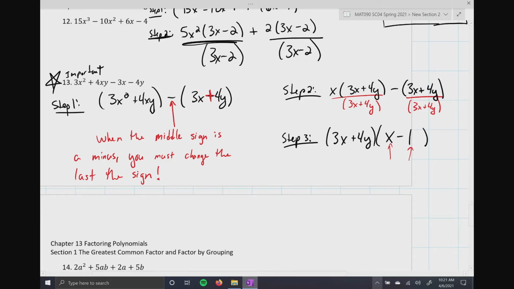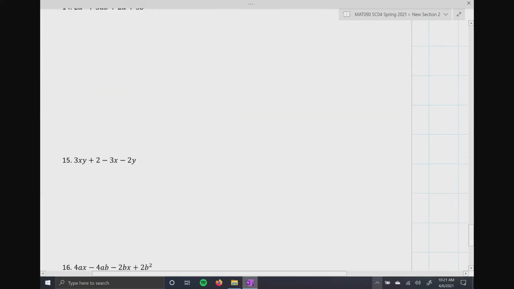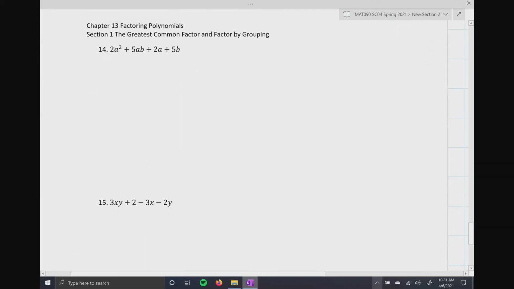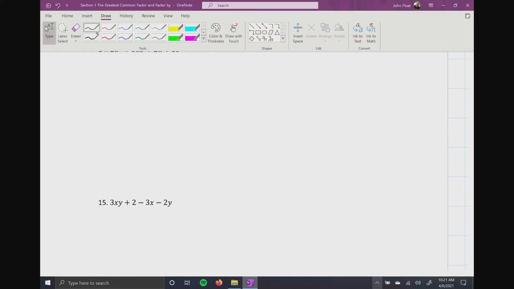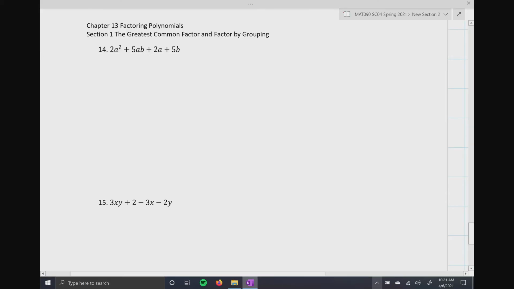All right, let's do the last couple. We got 3 more. So, let's look at 2a squared plus 5ab plus 2a plus 5b. How many terms do we have? Can somebody tell me? 4. So what should we be thinking, Samantha? What technique? The one we just did. And what's that called? Factor by grouping. You see 4 terms, think factor by grouping.